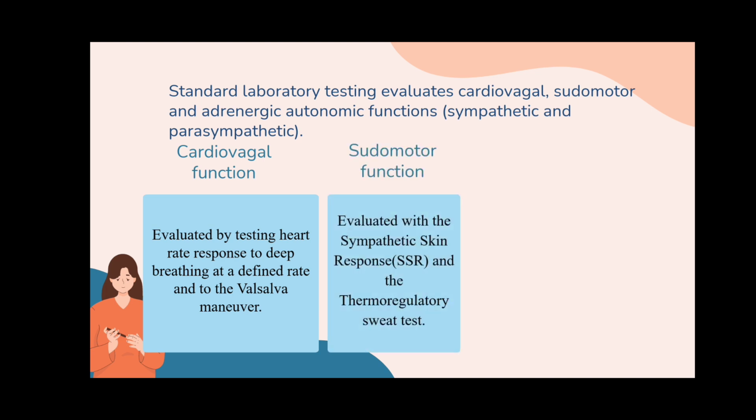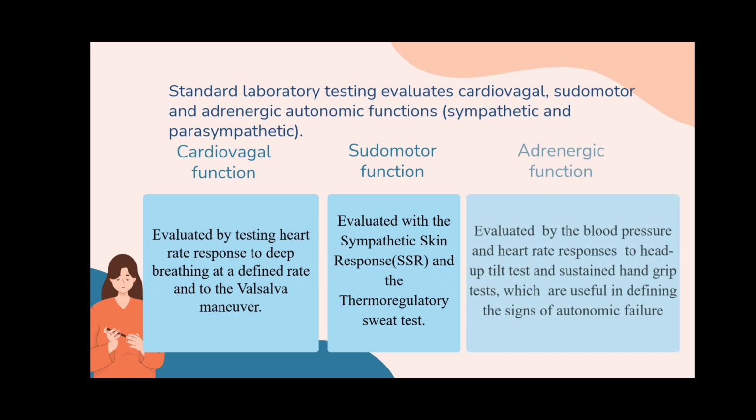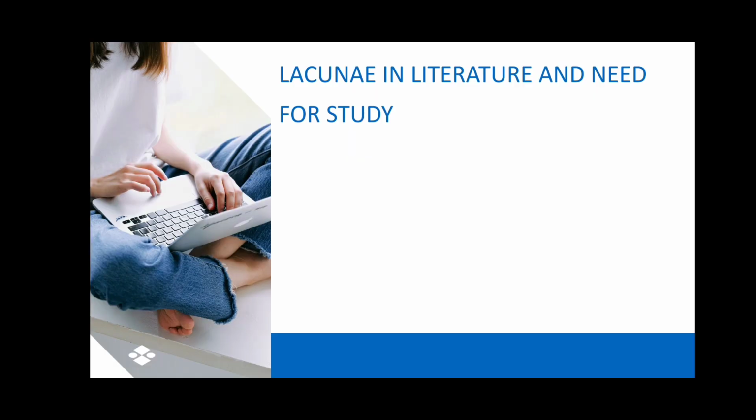In case of pseudomotor function, these functions can be evaluated with the sympathetic skin response, that is called SSR, and the thermoregulatory sweat test. The third one is the adrenergic functions, which can be evaluated by the blood pressure and heart rate responses to head up tilt test and sustained hand grip test, which are useful in defining the signs of autonomic failures.